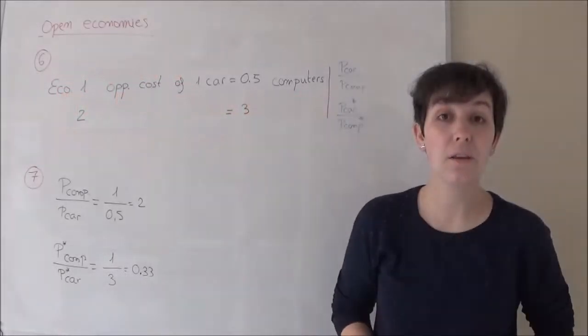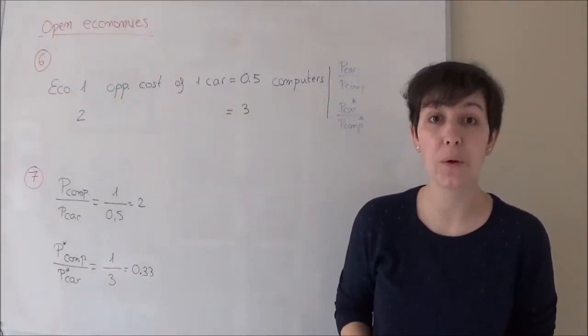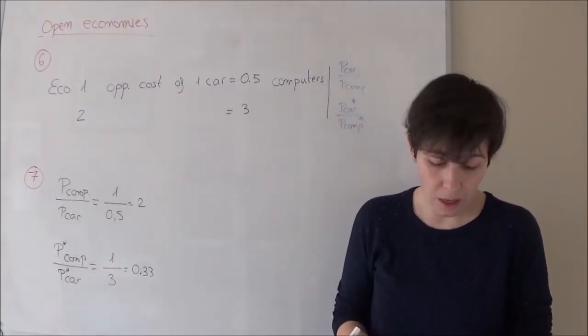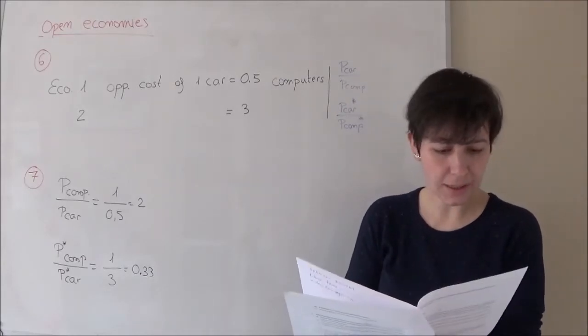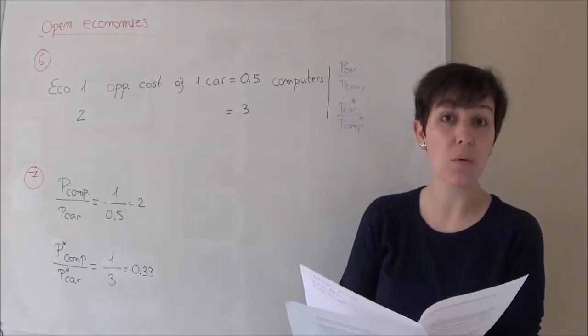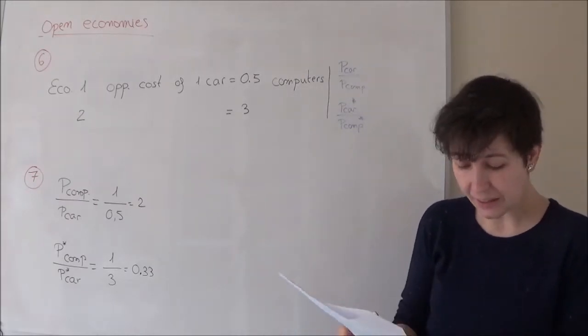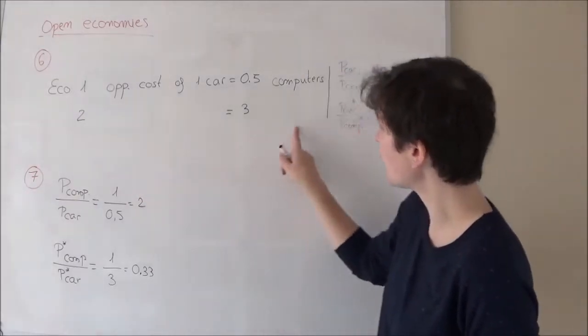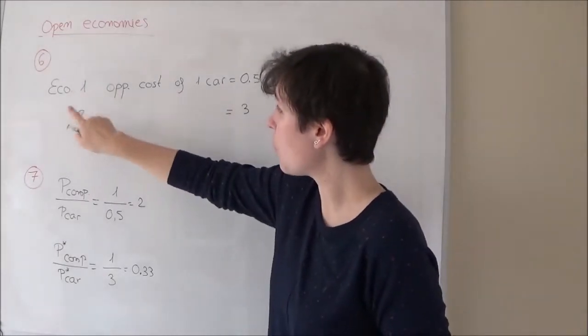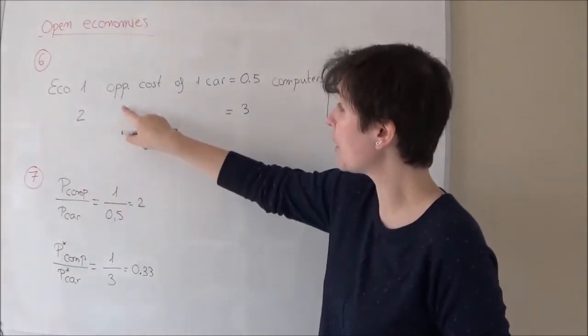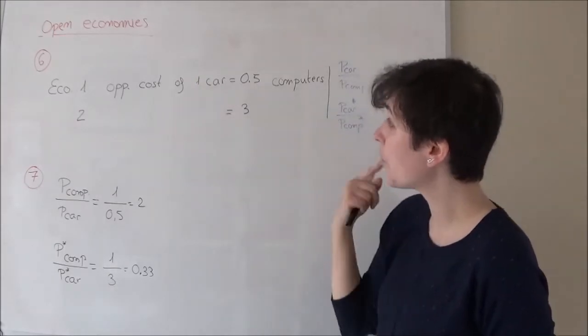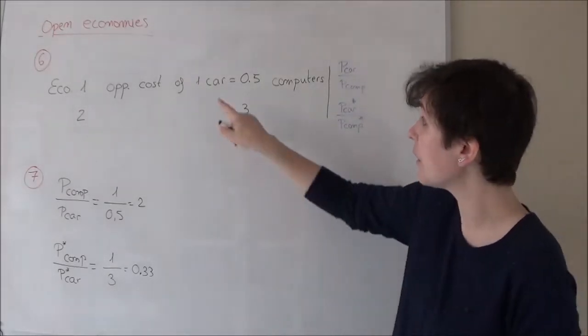Now, in a context of international trade, so when both economies are open, we are going to have two exercises here quite similar, so that's why we're going to do it together. Exercises 6 and 7. In exercise 6, we have this information. So we have economy 1 and economy 2. We have the information about the opportunity cost of producing 1 unit more of cars in each economy.